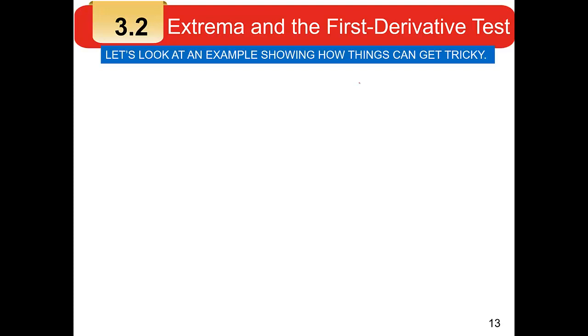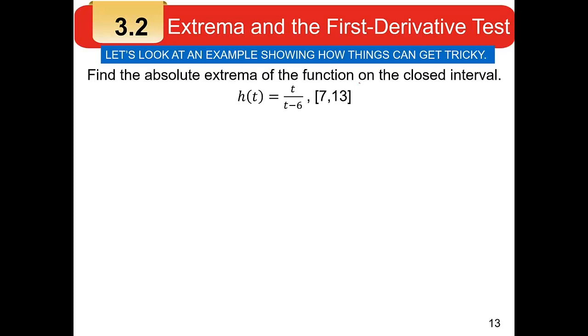This example I chose just to show you another tricky aspect of some of this. You just have to be careful and watch out. The simplest problems are super simple, but as soon as you bump the level of difficulty up, sometimes you get some things in there that are a little bit tricky, and you just have to think about them so that you've seen these tricks a bunch of times and they don't surprise you anymore. So I've got a different function now. H of t is equal to t over t minus 6, and I'm interested on the closed interval from 7 to 13, and I'm looking for the absolute extrema.